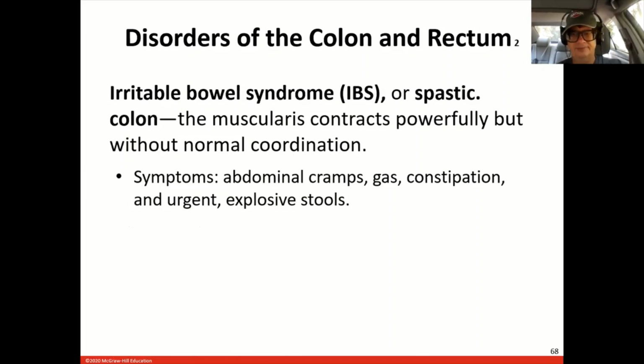Irritable bowel syndrome. When you're talking about irritable bowel syndrome, you're talking about colon spasms, the muscles contracting and you can't control them, explosive release of feces, a lot of gas, a lot of cramping.